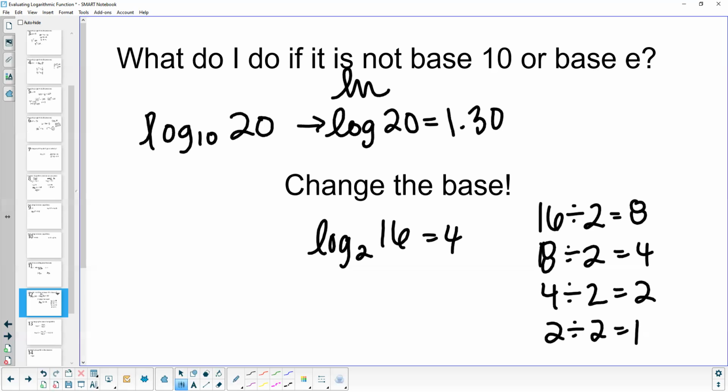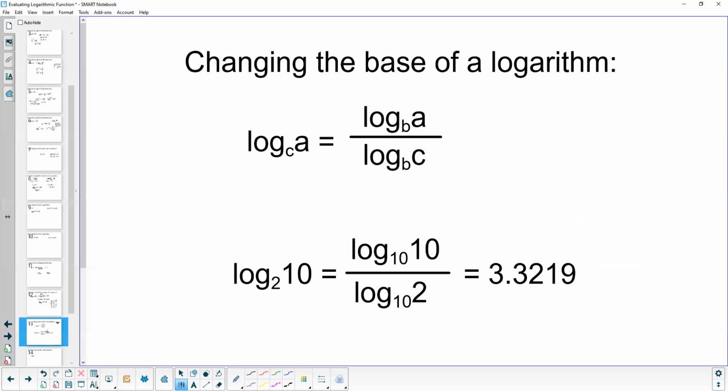Now, what do we do if it doesn't go in perfectly and it's not a base 10 or a base e, because we don't have a button on our calculator? Our option is to change our base. And so what we're going to do is we're actually going to use this idea of changing the base of our logarithm by changing it into something that we prefer to do our math with, so we can do it in our calculator. For example, if I had the log base 2 of 10.